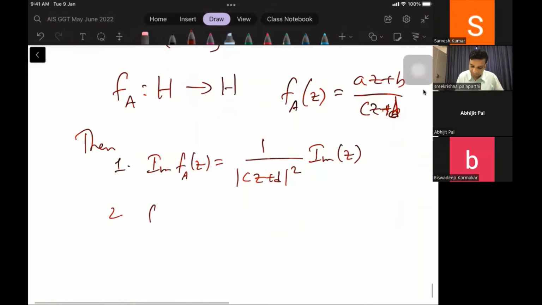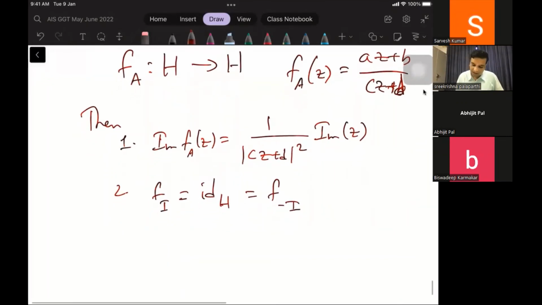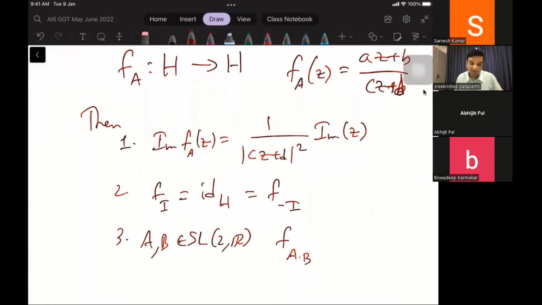Then the map defined by the identity matrix is the identity map on H, and minus the identity matrix defines the same map. And the third property is that if A, B are in SL2R, with F_A and F_B defined by them, then there is also a map defined by F_(AB). This tallies with the composition of F_A and F_B.